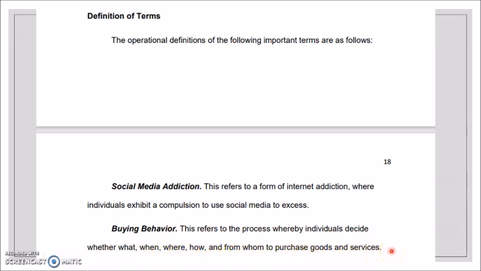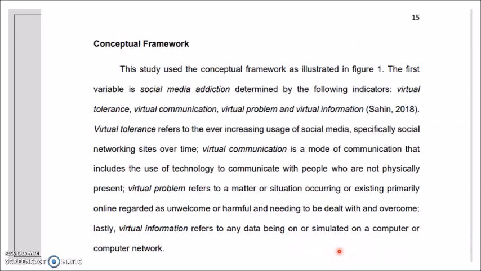Pwede nyo ring i-define yung variable nyo in terms of the indicators. Kagaya ng mathematical disposition. Mathematical disposition, this refers to the flexibility, yung mga indicators niya. Flexibility, interest, and metacognition of the student. So, yun, using the indicators of the variable. So, pwede ring ganun. Okay?